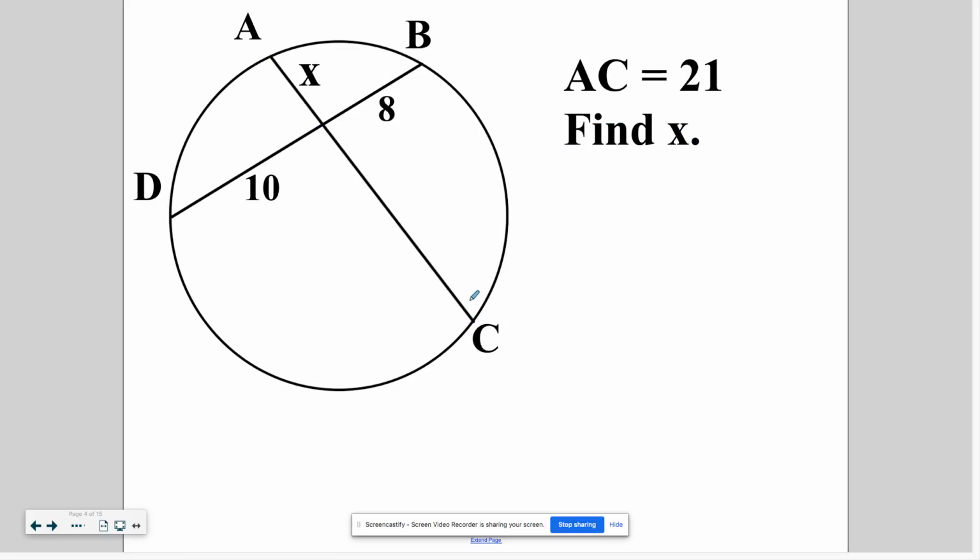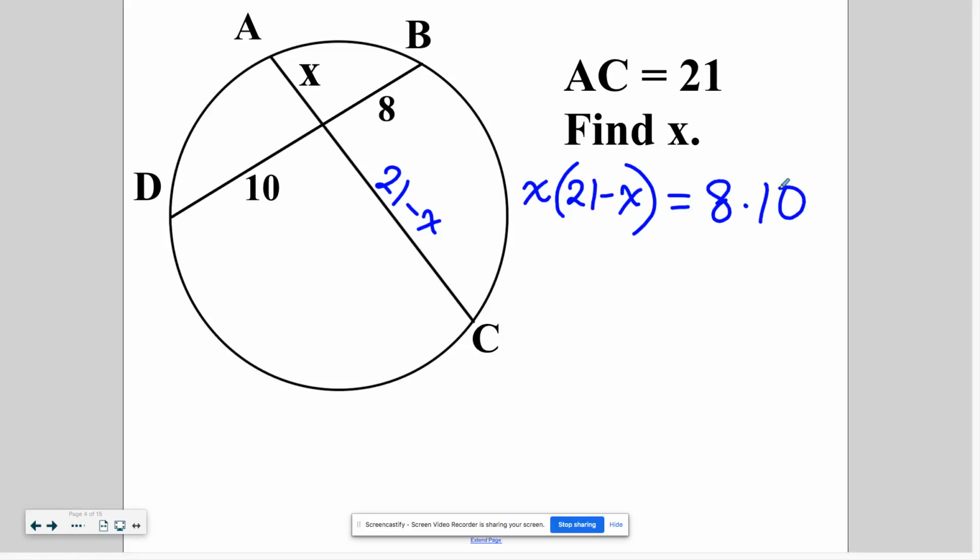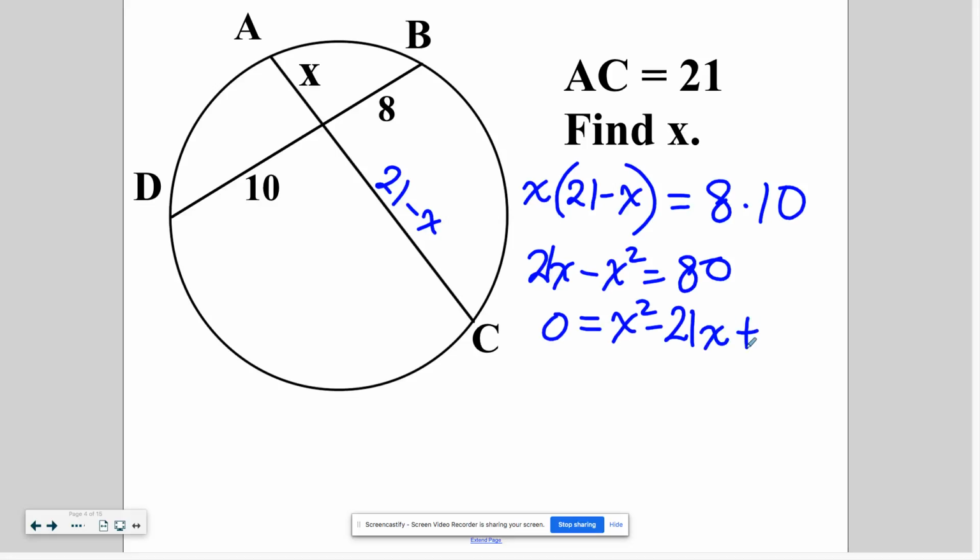Same thing. They tell us that AC is 21, that's the whole distance. So this must be 21 minus x if the whole distance is 21. So I would have to multiply these out. Uh-oh, looks like we're getting a quadratic. Let's move everything over to one side. Everything's on the same side.